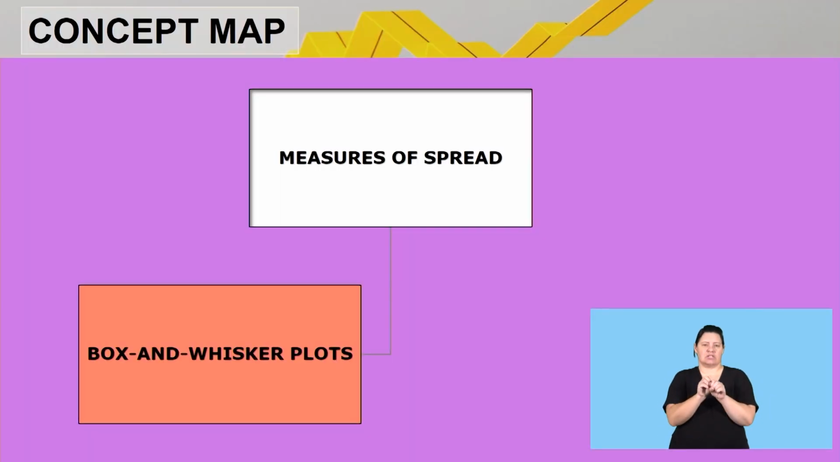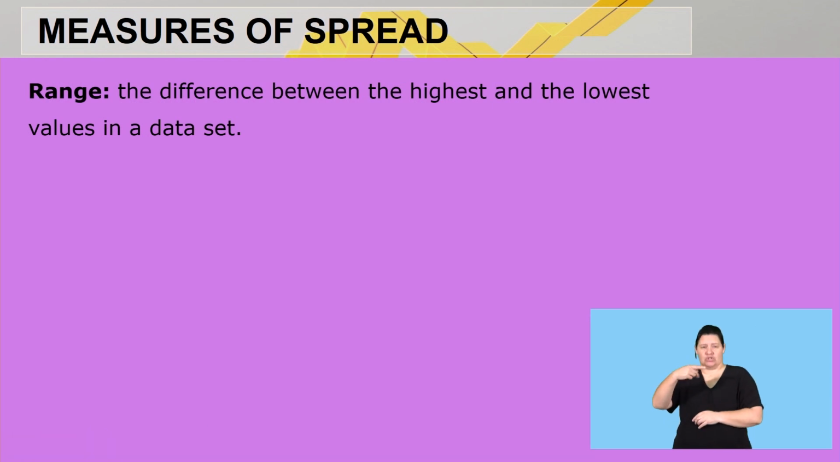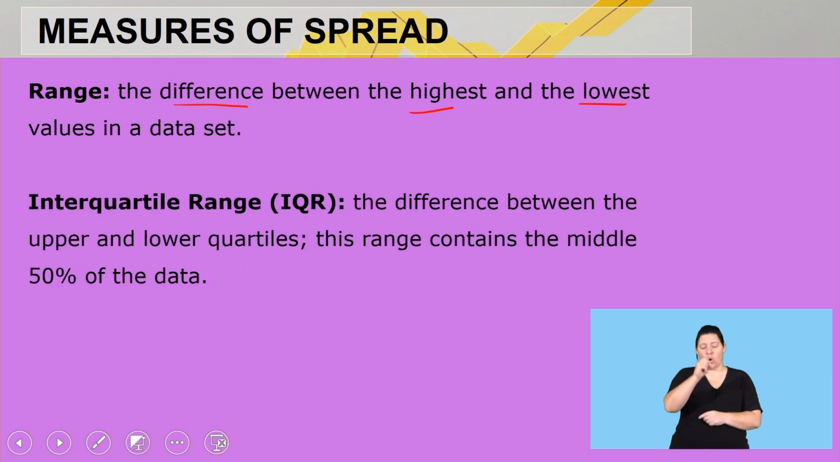So first up now, we're going to look at the measures of spread, okay? Now, I already indicated some of the points. So now we look at the first part that says the range. And what is the range? I indicated it's the difference between the highest and the lowest values in your data set, okay? What else is important is the interquartile range, your IQR, and that's the difference between the upper quartile and your lower quartiles, right? This range contains the middle 50% of the data.